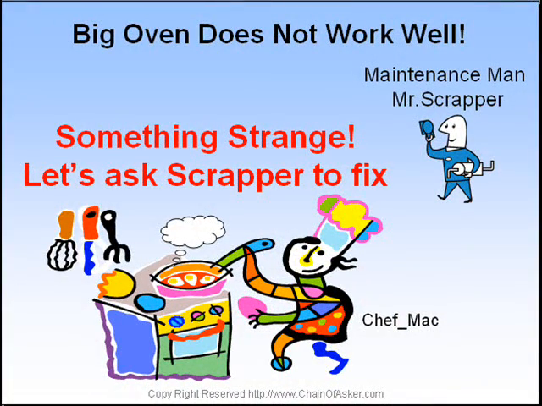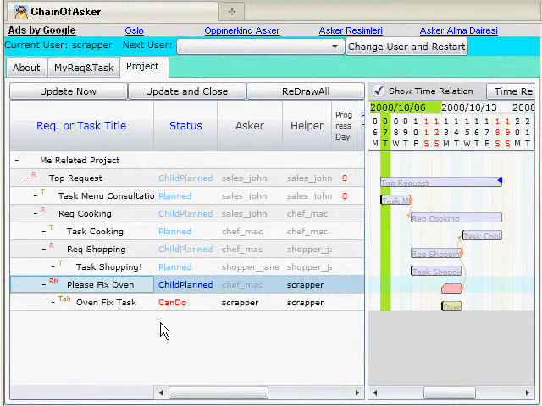Let's imagine a situation to prepare 100 lunches. Chef Mac must use a big oven which has not been used for a long time. He tested the big oven and found a problem to fix, so he asked maintenance man Scrapper to fix the oven. This is the project screen of this scenario. This is the oven fix request Chef Mac issued prior to his cooking task, and this is the oven fix task created by Scrapper. So in this case, Chef Mac could add a recovery plan by himself.